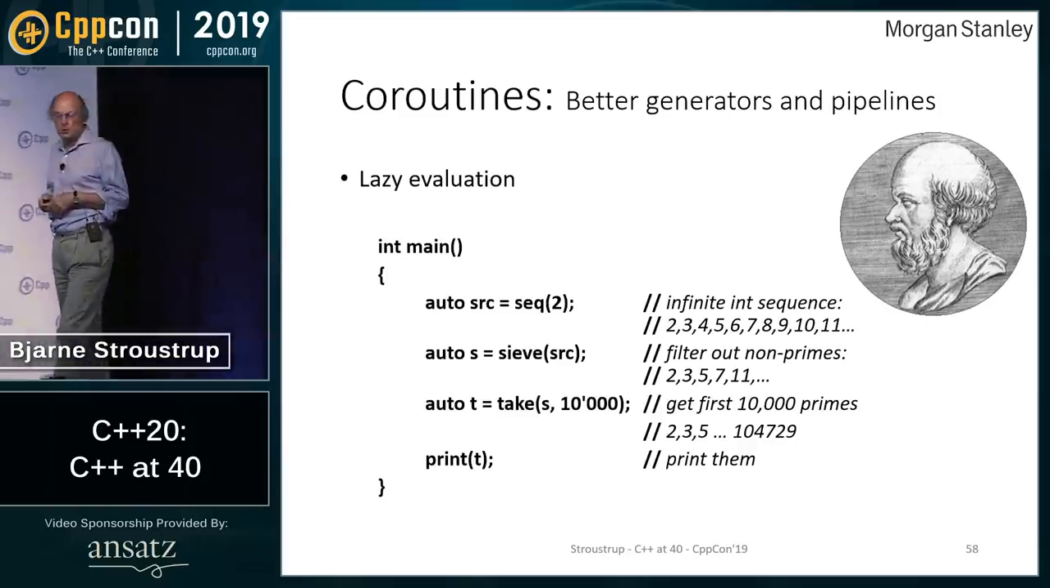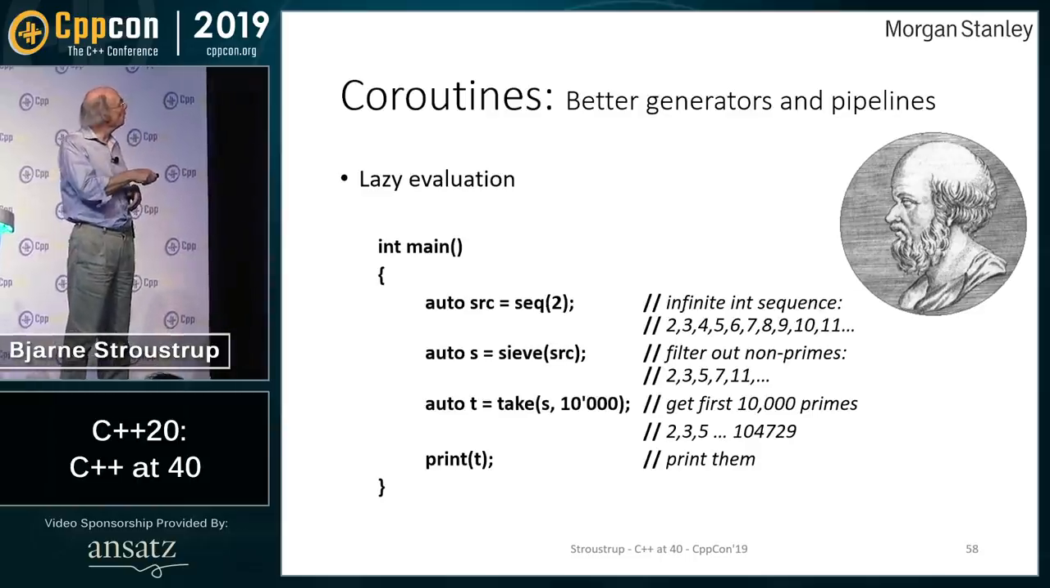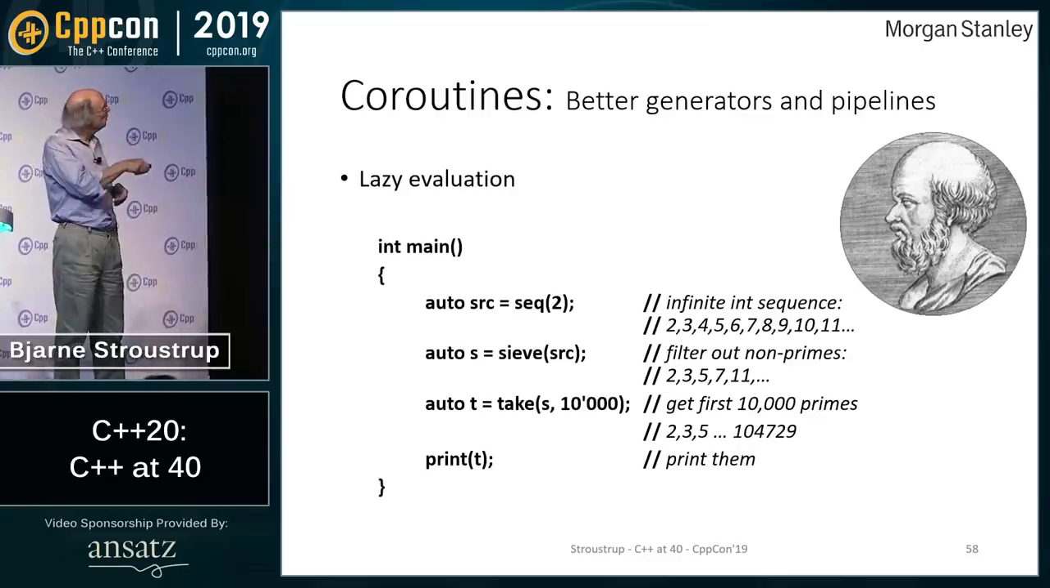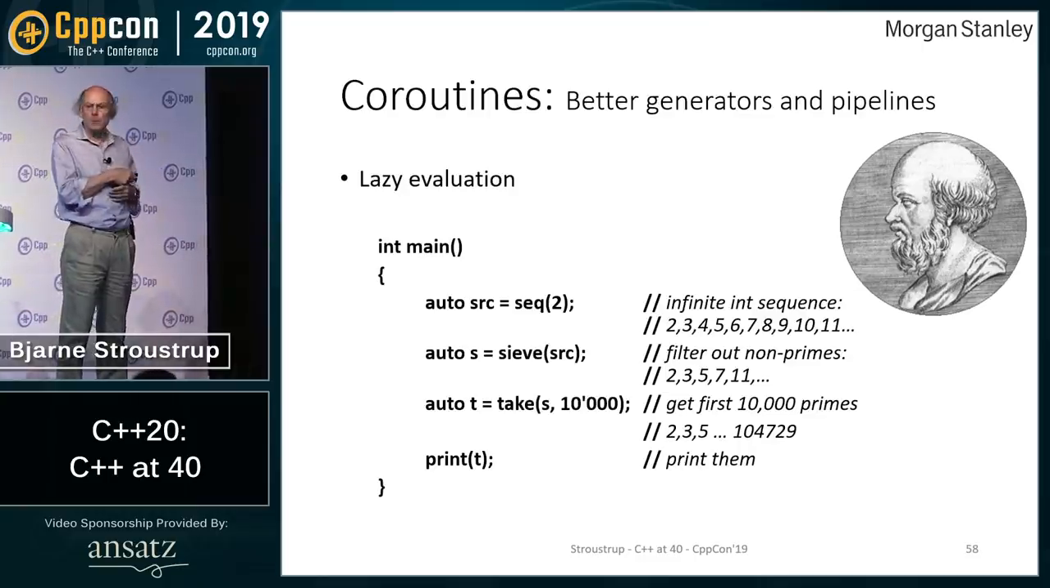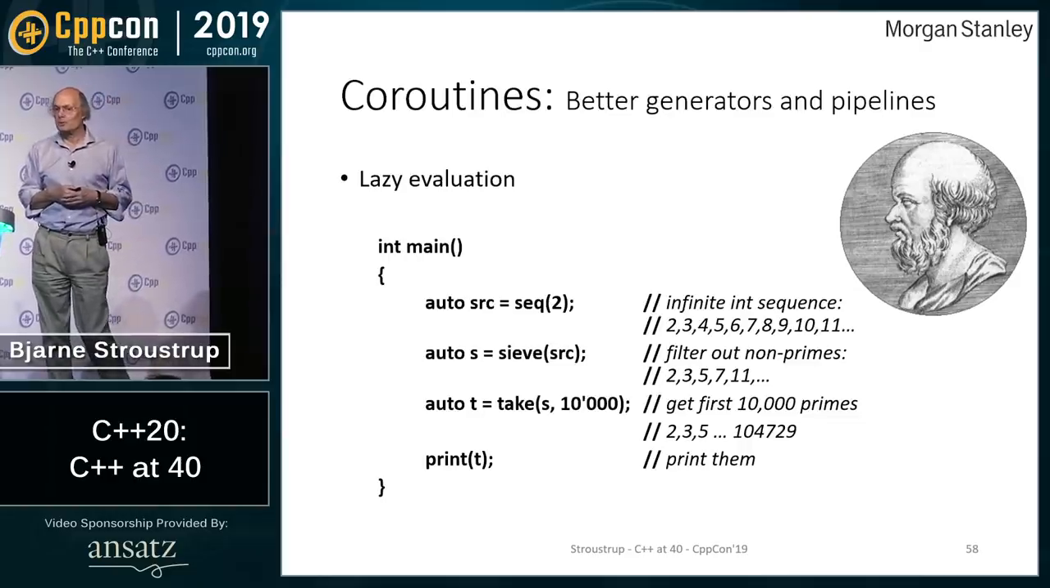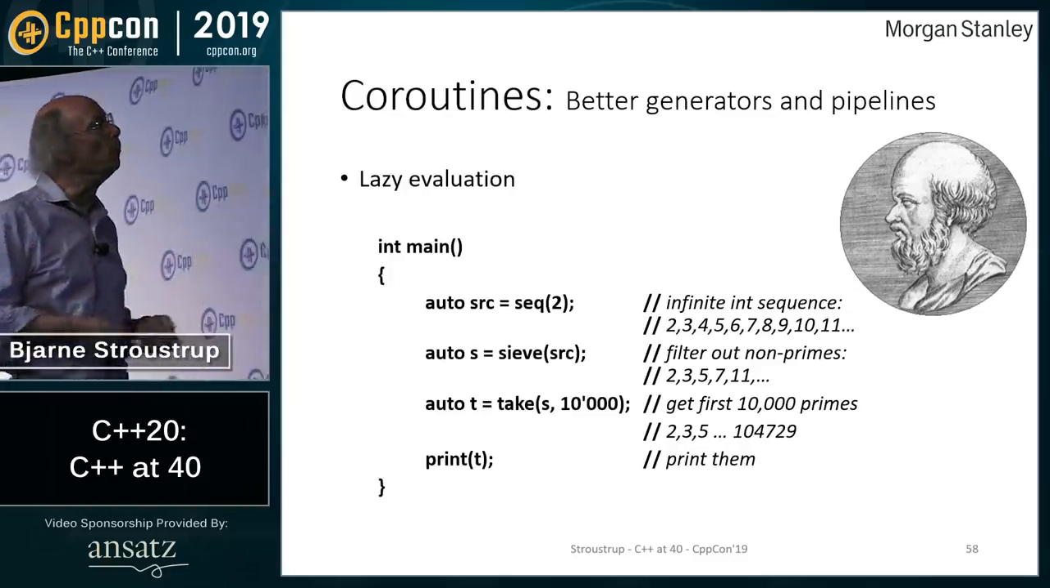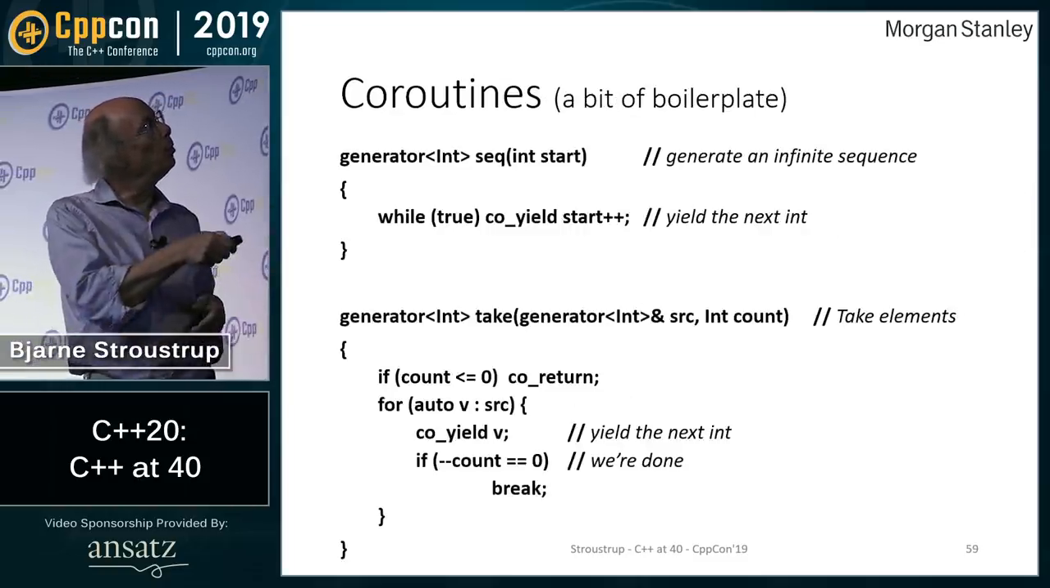But here's an example, just a sieve. I would like an infinite sequence starting with two. I want to filter out the things that aren't primes, and I would like to get the first 10,000 of those. That's fairly simple. Oh yeah, I want to print them. We need a little bit of boilerplate.